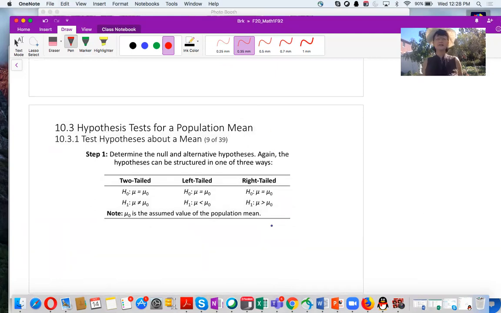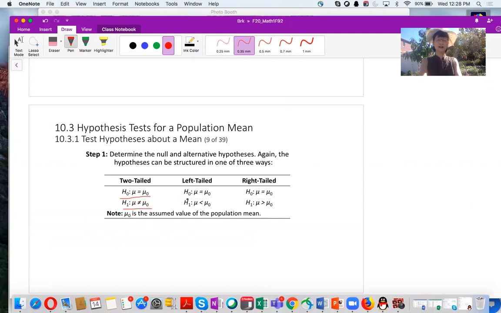In step 1, you always state the null hypothesis and alternative hypothesis. There are 3 situations, depending on whether it is a two-tailed test, a left-tailed test, or a right-tailed test. When you have a two-tailed test, H0 is that the population mean mu equals mu0, for example, 23 years old. So mu0 is 23. And the alternative is that the population mean mu is not equal to mu0.